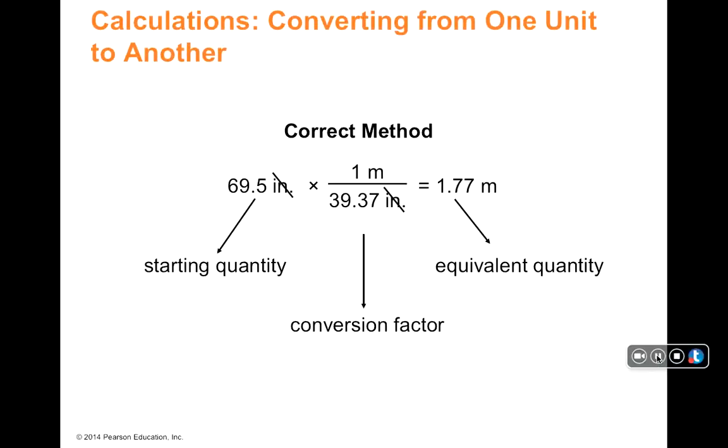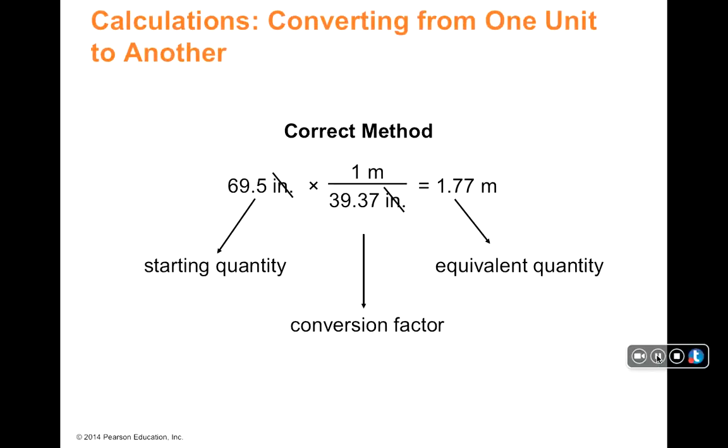Here we set it up where the conversion factor has the meter on the top and the inches on the bottom. Notice that the 69.5 inches on the top cancels with the inches on the bottom in your conversion factor and leaves you with meters on the top in your answer. And that's what you're looking for: meters. You were given inches, asked to compute meters. If you always include these units, cancel them out, and check to make sure that the unit you end up with is what you're looking for, it will be a great way to make sure that you're setting these problems up accurately.